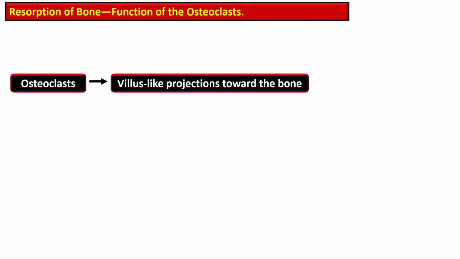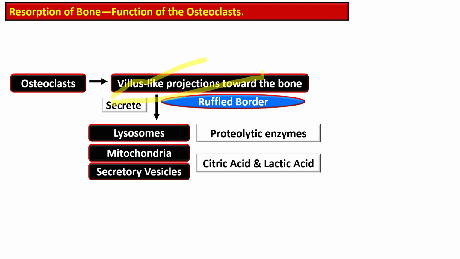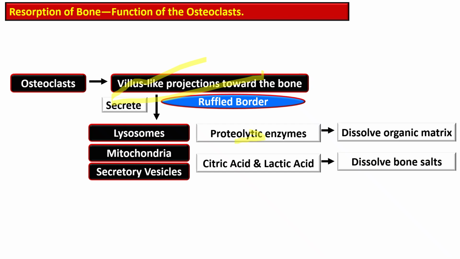The osteoclast anchors tightly to the bone surface and makes a tight seal around the area where it is attached, and then extends villus-like projections forming a ruffled border. These projections increase the surface area in contact with the bone. Then they secrete two major types of substances: proteolytic enzymes from the lysosomes, which digest the protein or collagen fibers and other organic components of the bone matrix, and acids, citric acid and lactic acid, from the mitochondria and secretory vesicles. They dissolve the inorganic mineral salts, mainly hydroxyapatite.